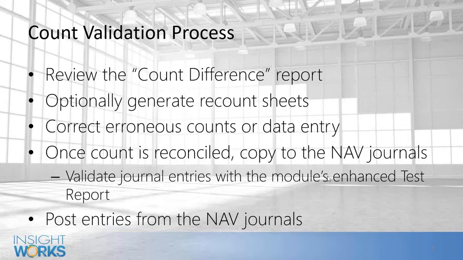Once we've done all that, generated the recount, corrected the data, all of that sort of thing, we move all of the variances over to the standard NAV journals, where we actually post those entries. So the accounting people can post, the warehouse people do the count, and then the accounting people actually post the journals, or whatever sort of degree of separation you want there. Okay, so that's the basic overview of how we execute on a paper-based count.